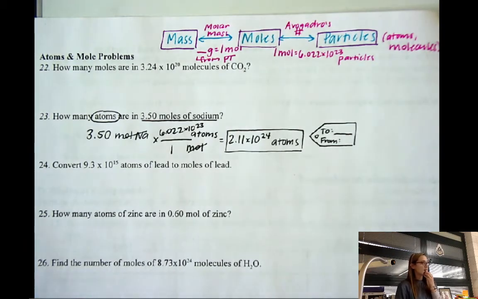Can we just write down like 2.1 E? Yeah, if you want to just put an E, that's okay.